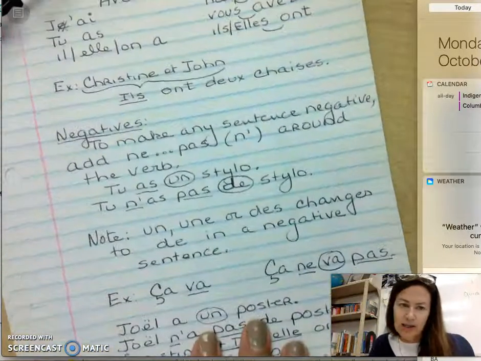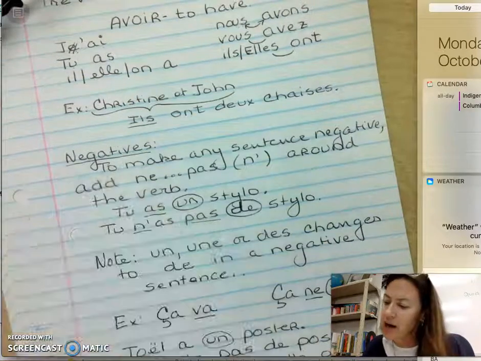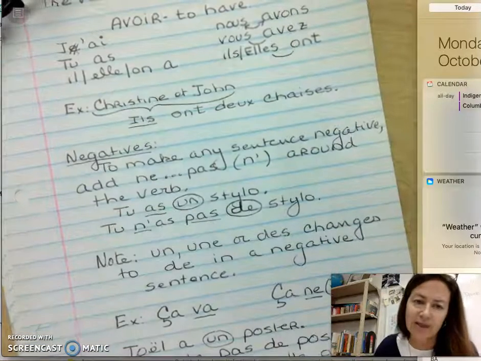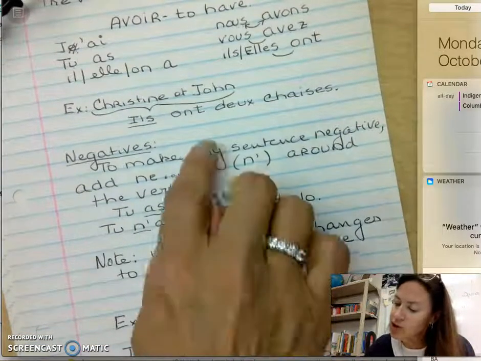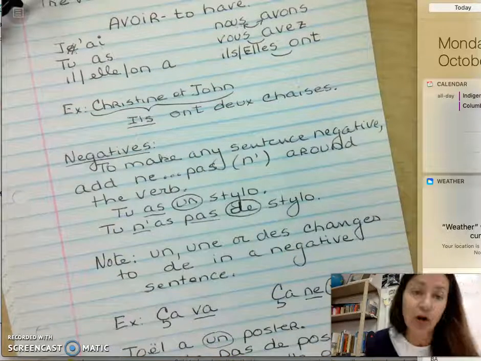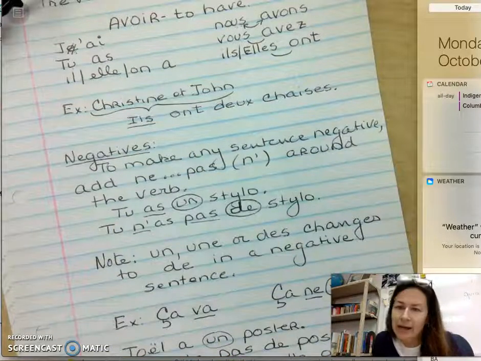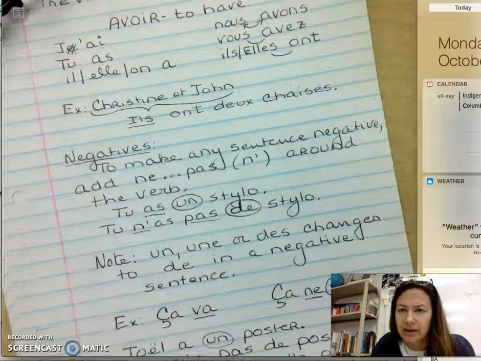So part of this lesson, we covered the verb avoir in the present tense to say that you have something. And we also looked at how to make the verb avoir negative or any other verb, how we make it negative. Okay?